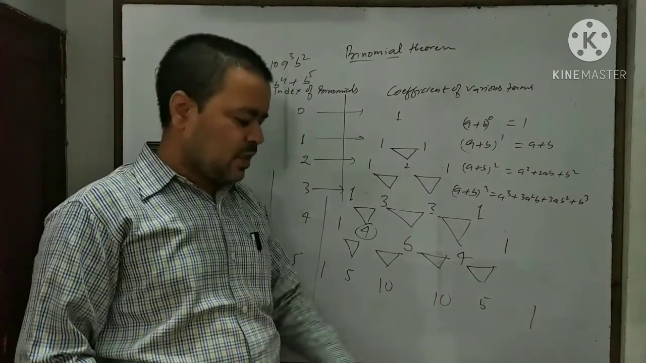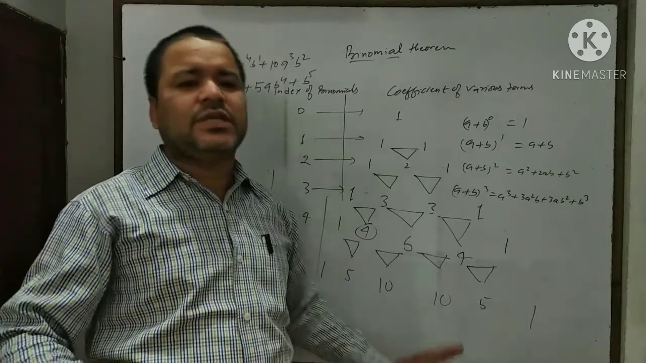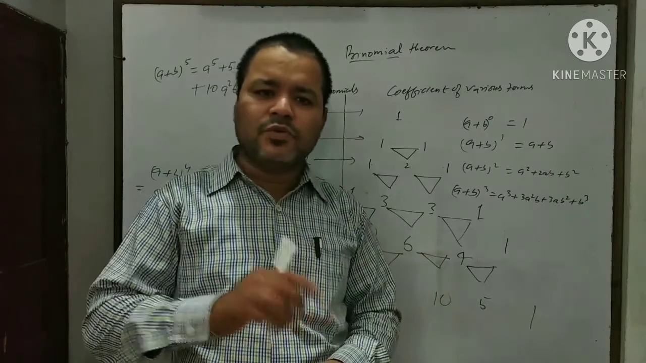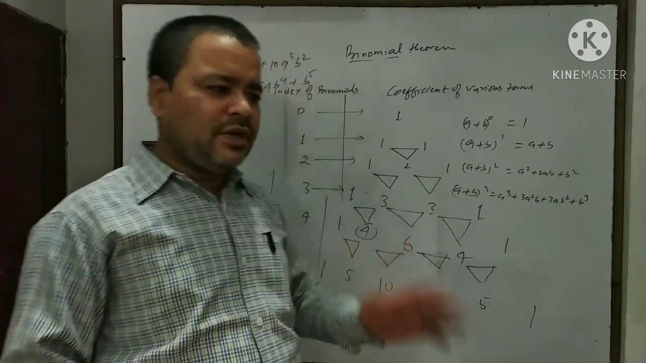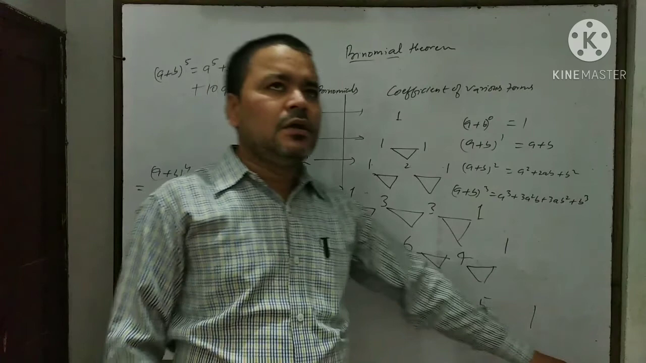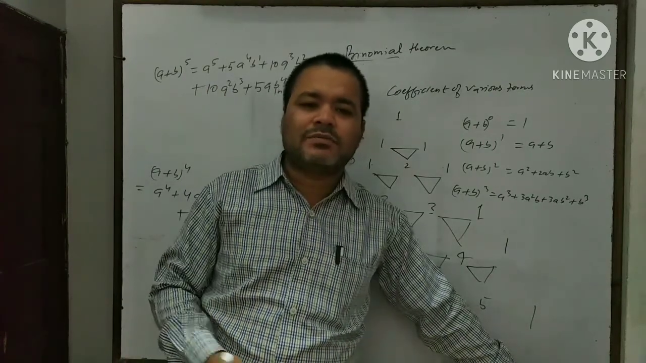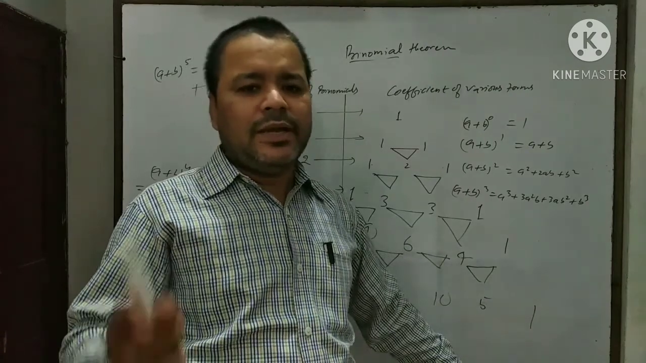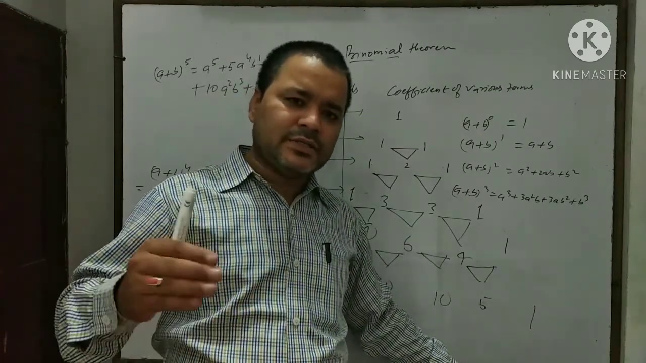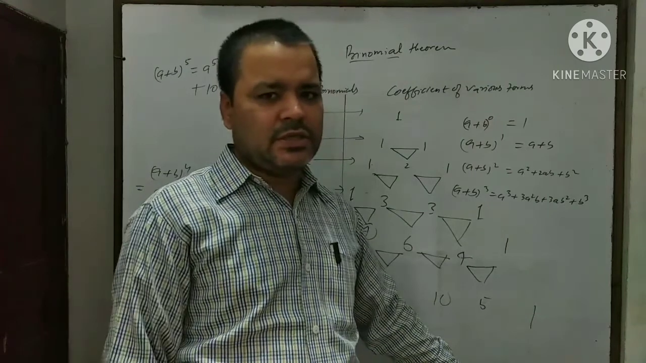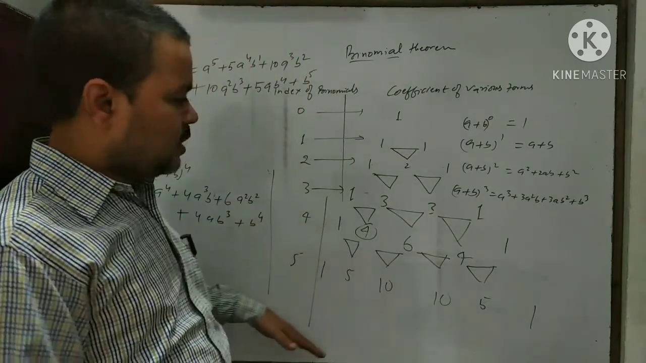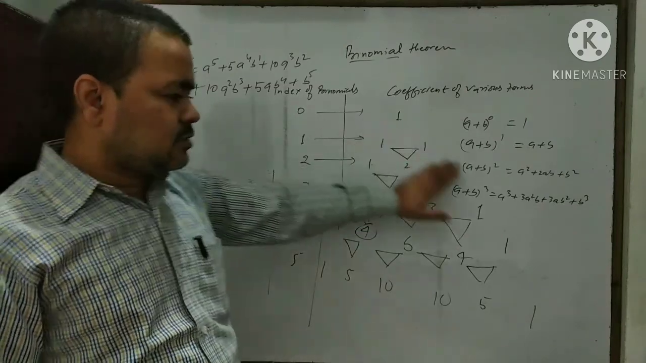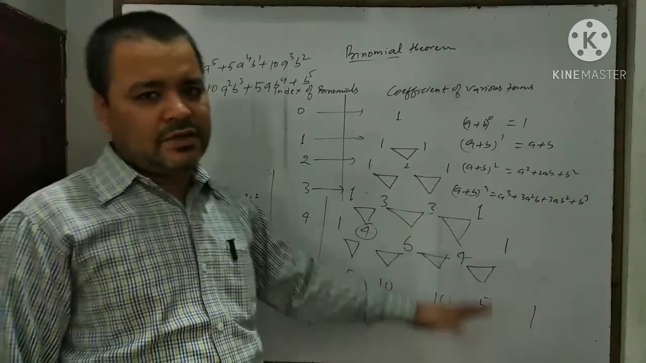It means if the index is n, then the number of terms will be n plus 1. If any binomial expansion has its power 4, then the number of terms will be 5. If any binomial expansion has index or power 5, then its number of terms will be 6. In this way, we get so many things from it. This type of arrangement is called Pascal triangle.